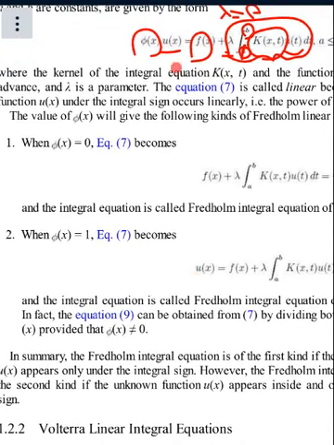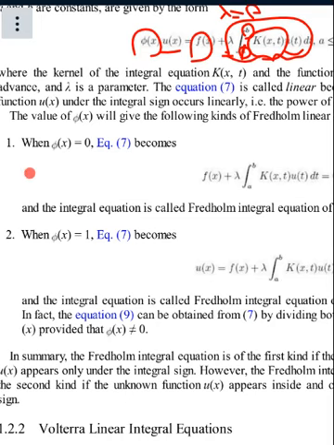Depending on the values of the function phi, we have two different kinds of Fredholm integral equations. We have actually Fredholm integral equations of the first kind and Fredholm integral equations of the second kind. How can we recognize these two different types?